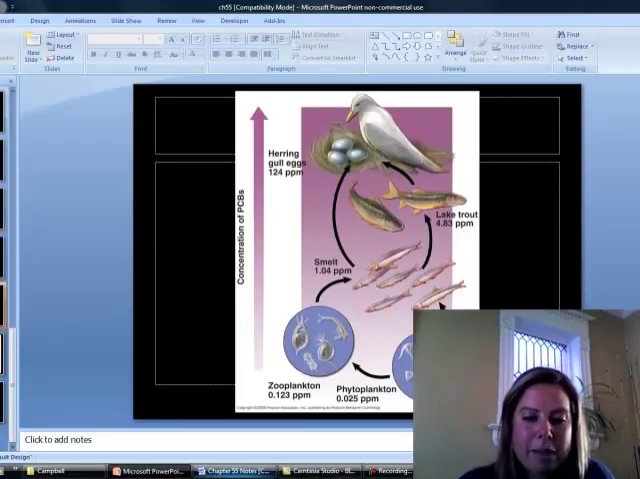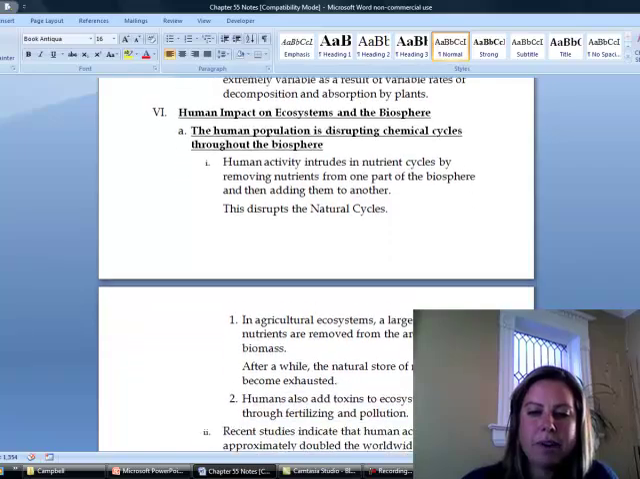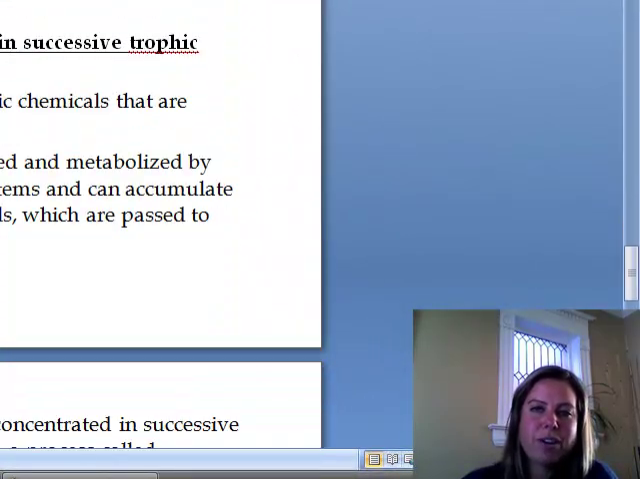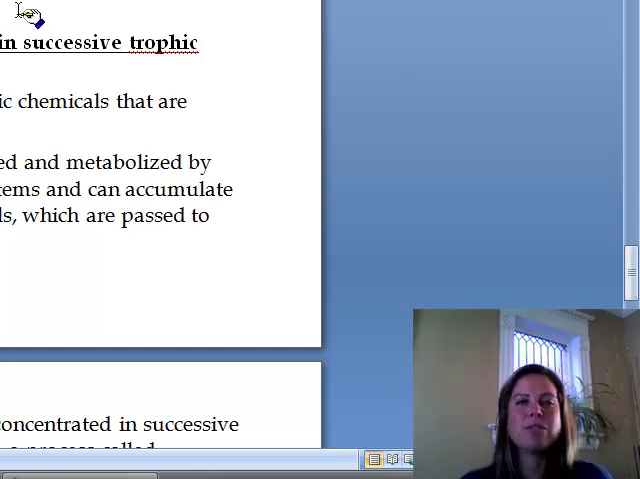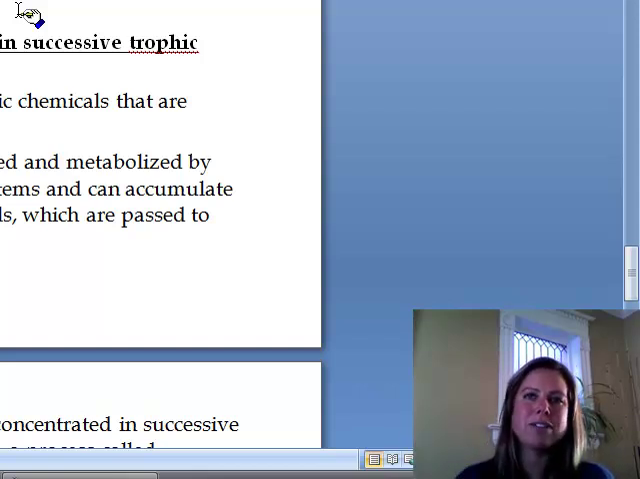All right, let's get back to the notes and see where we are. Talked about that, talked about that. Okay, combustion of fossil fuels. So here's something that we're really having a problem with. Acid rain. Acid rain is going to be where you've got chemicals that are in the atmosphere and they're going to be mixing with the rain clouds and it's going to create an acid.